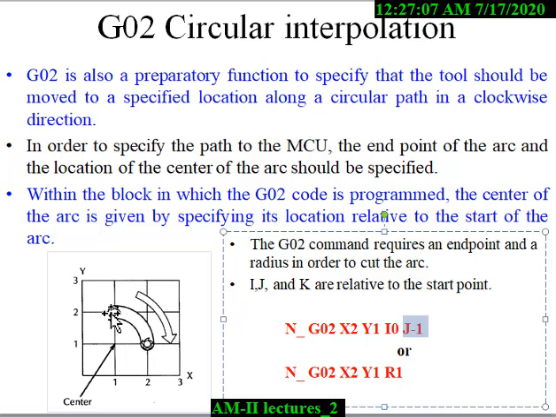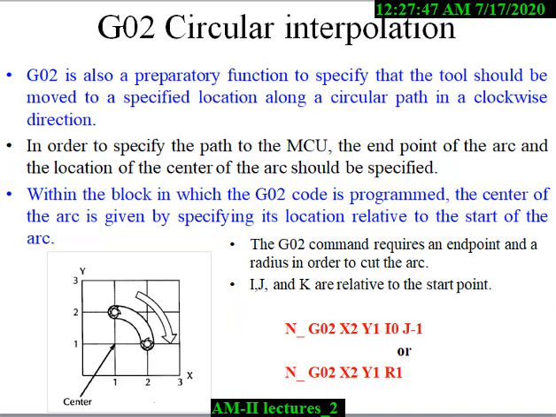Okay, so here to specify this center position, you have to take the initial position as the origin. So this is the method. And when you're using the radius, then you don't need to specify the center offsets, you just have to use the sequence number, then G02 for circular interpolation clockwise, then the final position in x and y coordinates, x2 and y1, and you have to specify the radius with which you have to go for the circular interpolation.